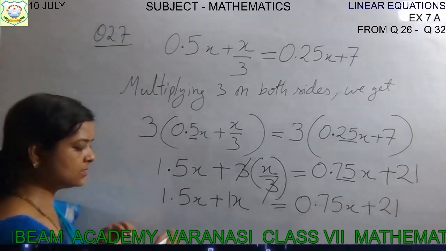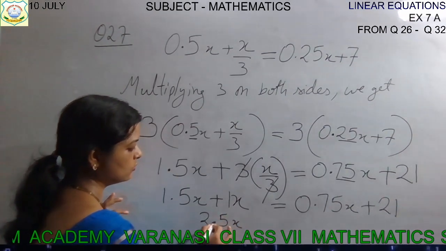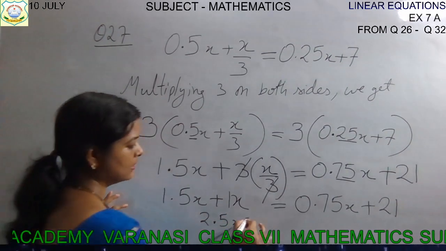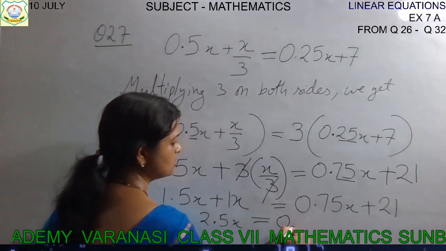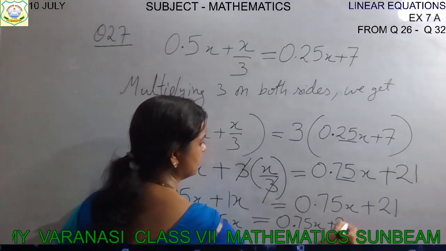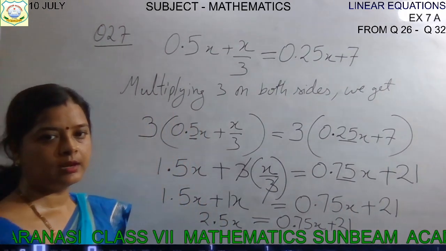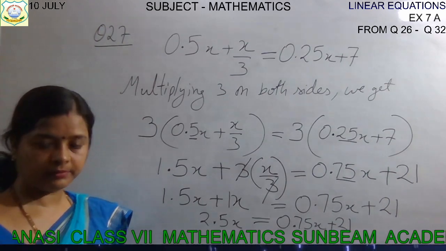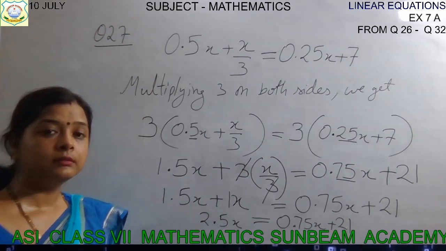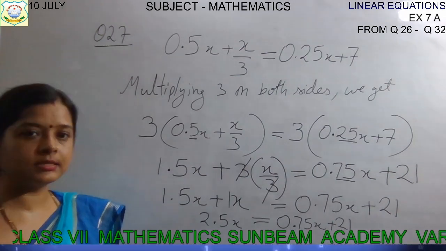So in the LHS we will have 2.5x, that will be equal to 0.75x plus 21. We have simplified it further. Now we will segregate the variable on one side and the constant on the other side.